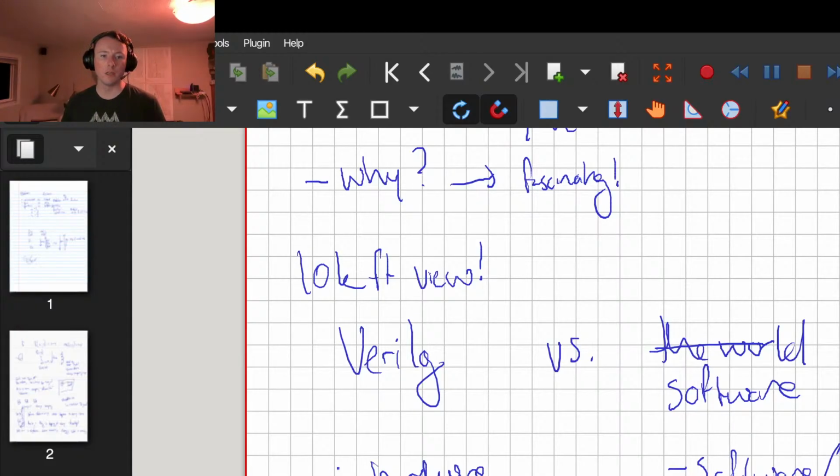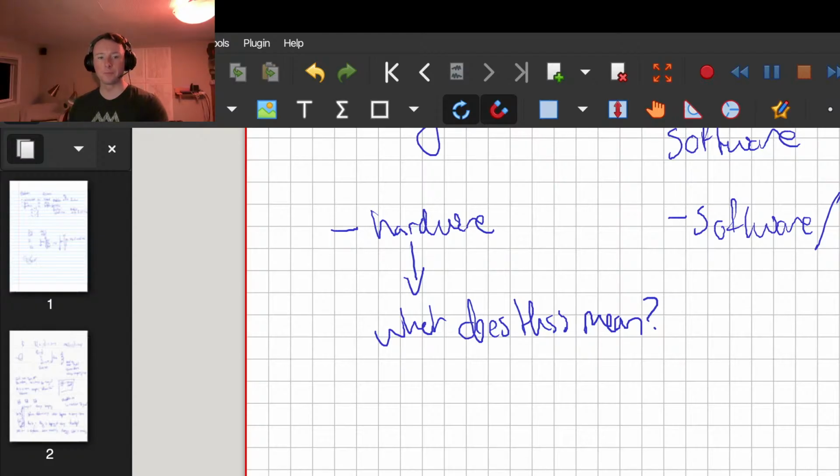And so what does it mean? What does this mean? Not just what does hardware mean, because I think that is an important question, but what does it mean that the language is for developing hardware? What does developing hardware actually look like? Well, it turns out that developing hardware actually looks a lot like writing code.